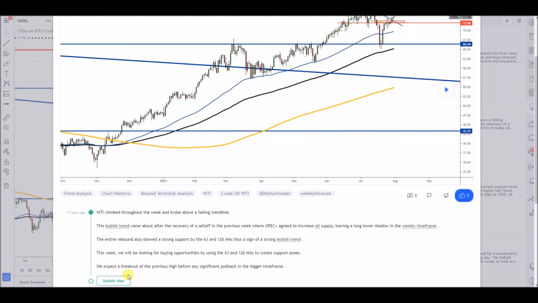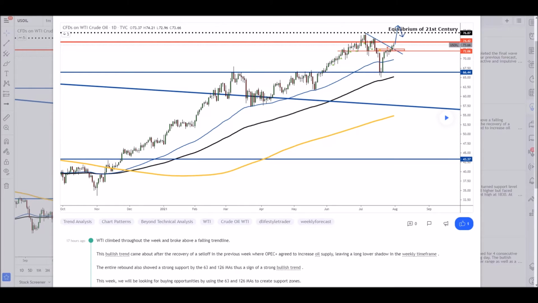And we expect a breakout of the previous high before any significant pullback in the bigger time frame. All right, so at the end of the day, we are looking to buy because we saw that there's a very strong rebound off the moving averages, which is showing a strong and sustainable bullish trend. Prices broke above this trend line, which was supposed to help the price push back again or range for a period of time, which did not happen as we had expected.